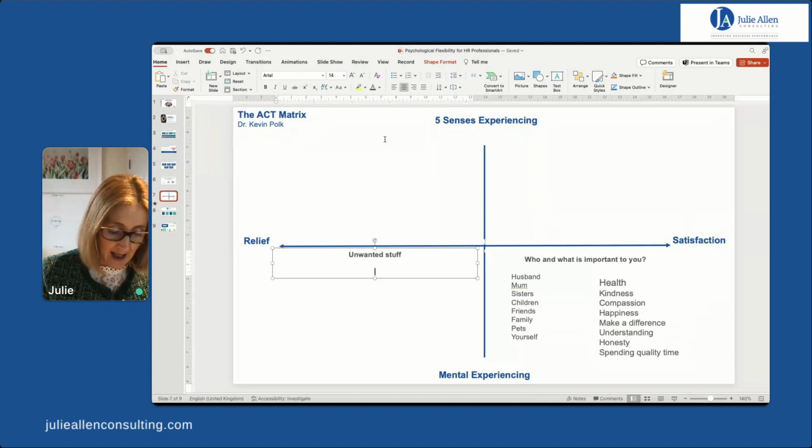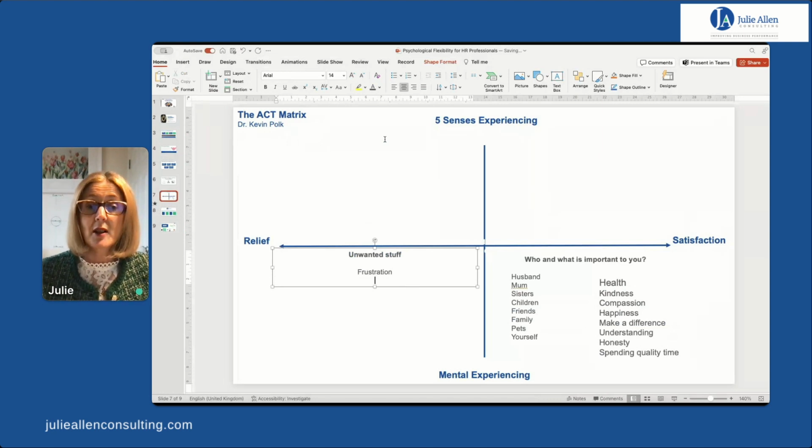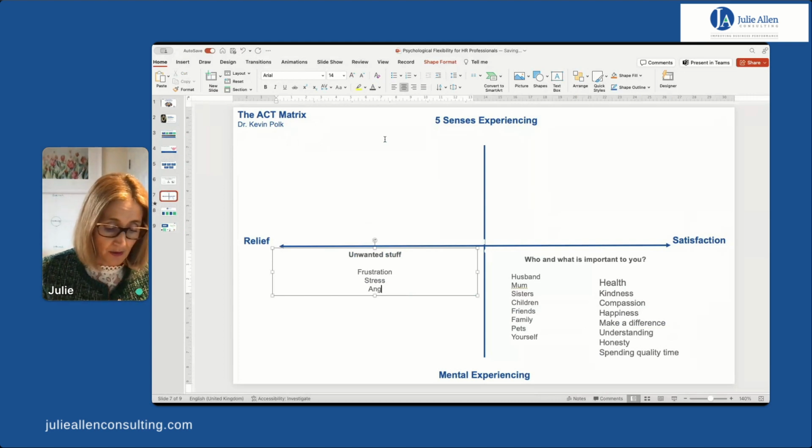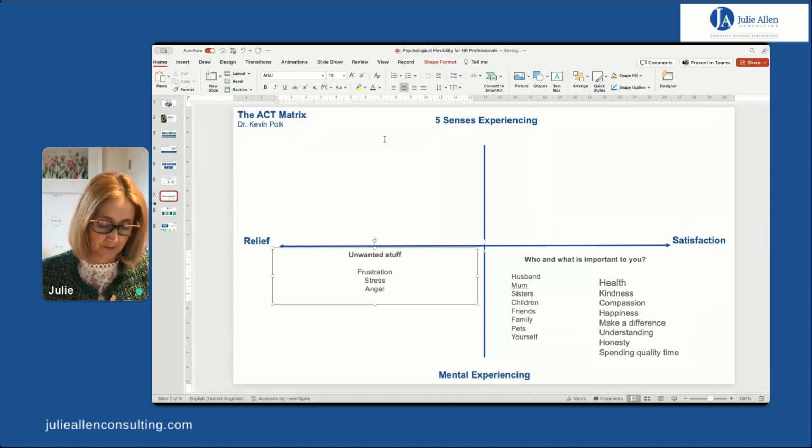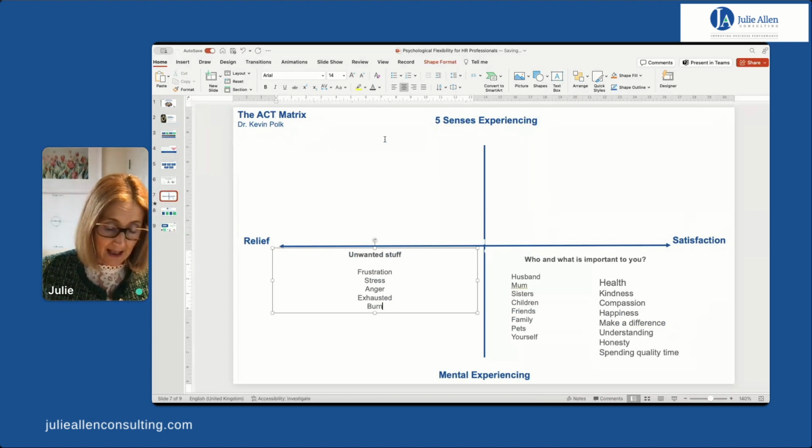So certainly frustration is something that can be showing up. Considering what I've shared with you in terms of the highlights from the Gallup State of the Global Workplace, we know that you will know that stress is showing up. You will know that anger is showing up. You might also be feeling exhausted. What might you be feeling that's unwanted? There may be people who might be feeling burnt out. There might be people feeling that no one cares.